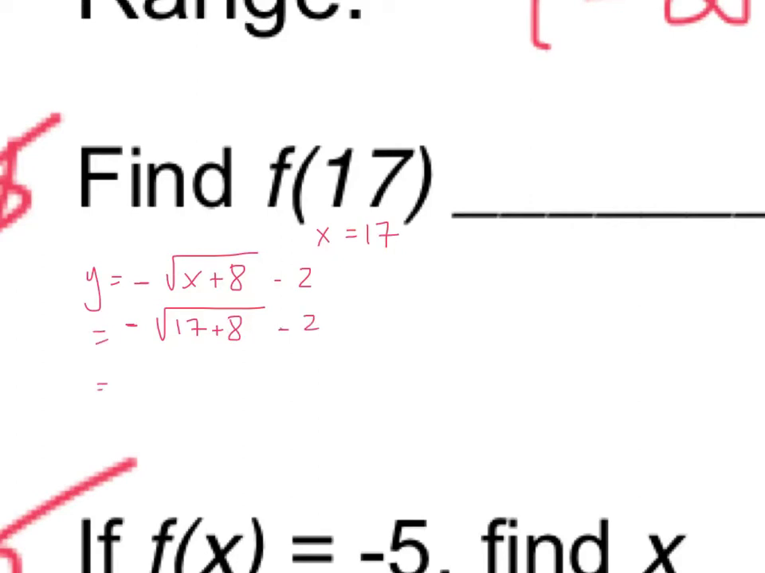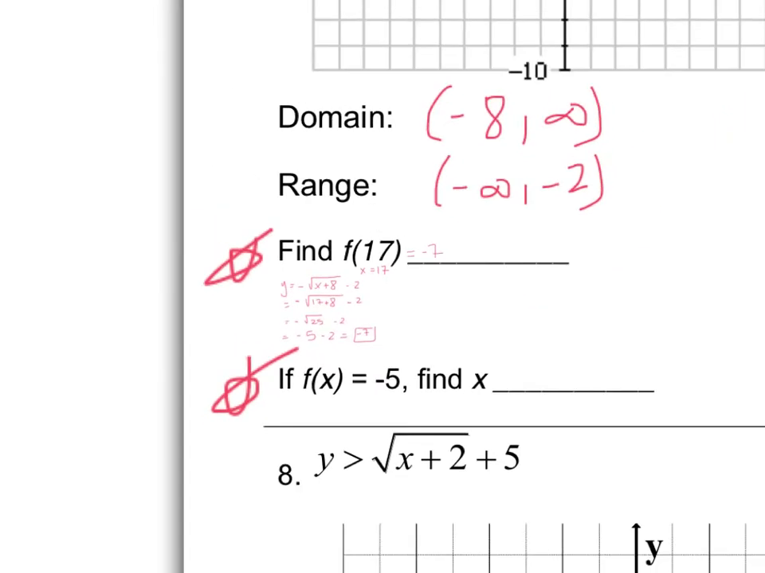So negative square root of 25 minus 2. Negative square root of 25 is a negative 5. So it's going to be a negative 7. So f of 17 is equal to negative 7. Now go ahead and try the other one on your own.